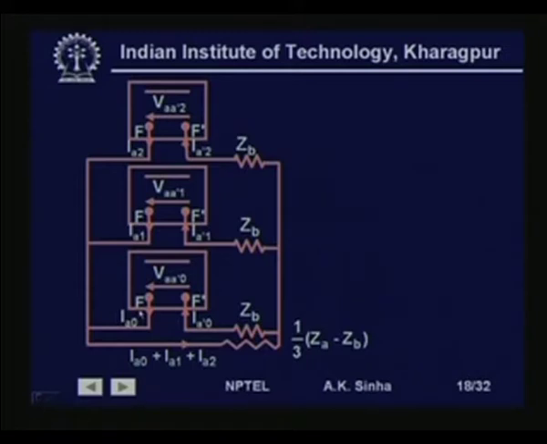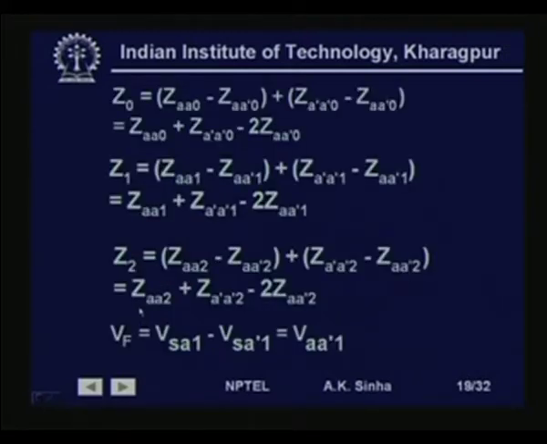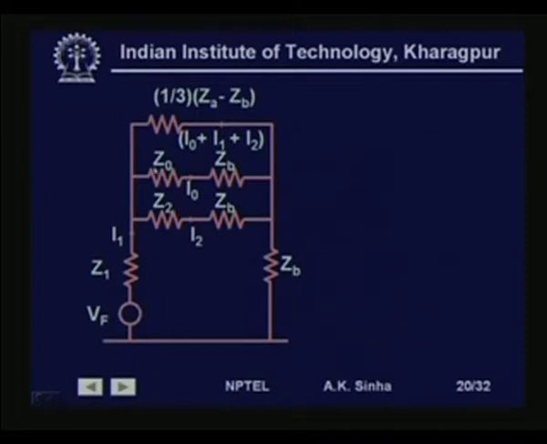So, we have Z0 and ZB in series, similarly Z2 and ZB in series, and here I2 is flowing, here I0 is flowing, and here we have I0 plus I1 plus I2 flowing. So, this is I1 flowing, this is I2 flowing, this is I0 flowing through this circuit, and I1 plus I2 plus I0 flowing through this circuit like this.